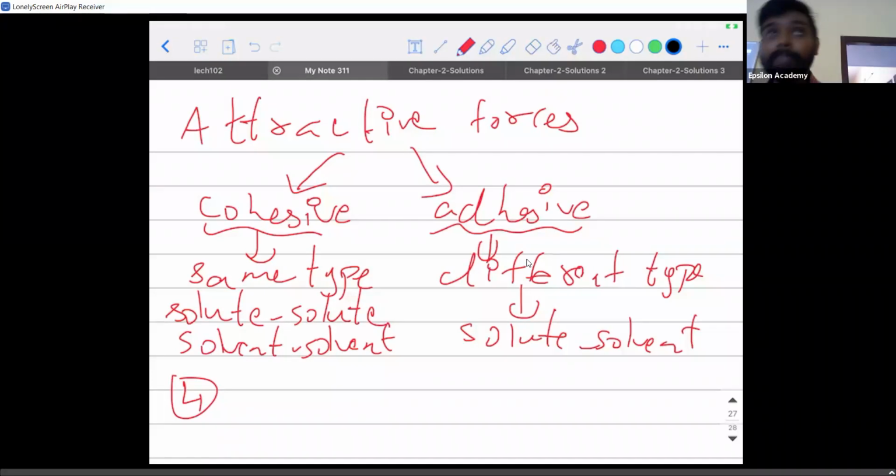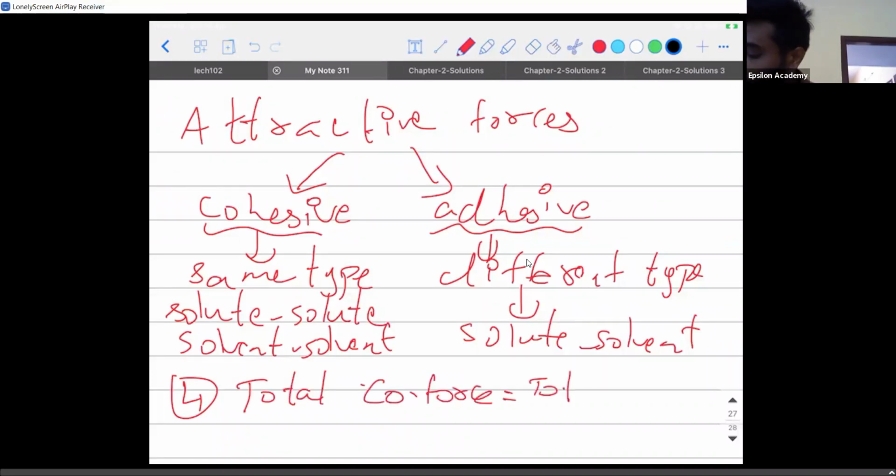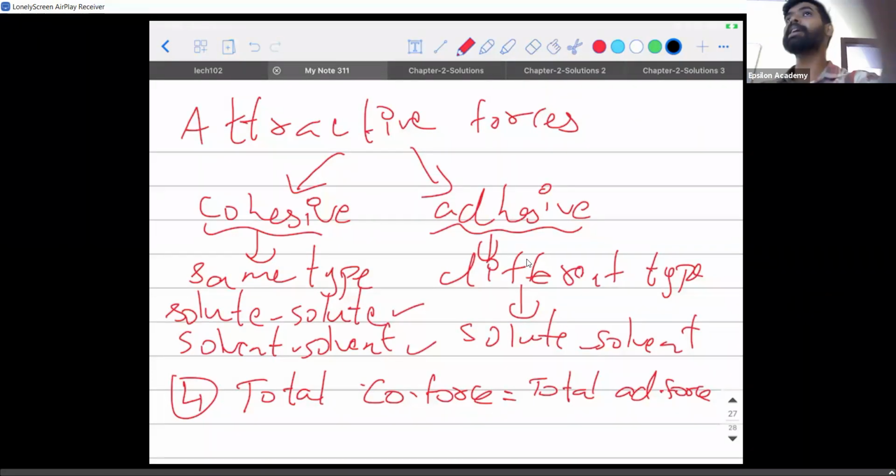So what I'm trying to tell is, the fourth condition for a solution to be ideal is that total cohesive force should be equal to the total adhesive force. As simple as that. Right? So initially, whatever be the amount of force existing between solute, solute and solvent, solvent, the sum of that should be equal to the solute solvent force. That is your adhesive force. Okay? If that happens, yes, it is going to be called an ideal solution.